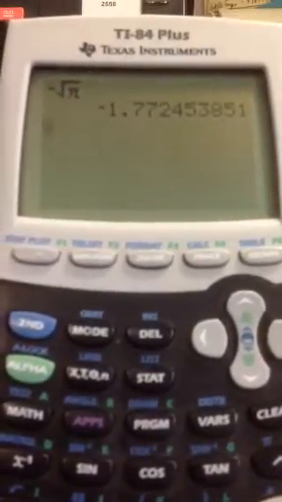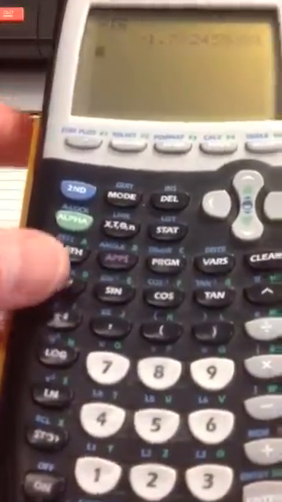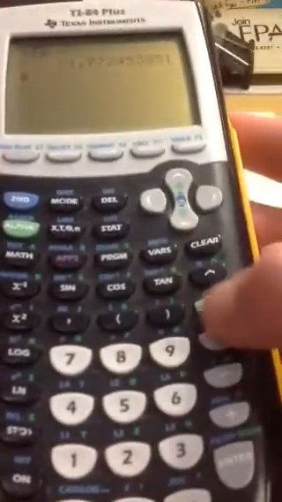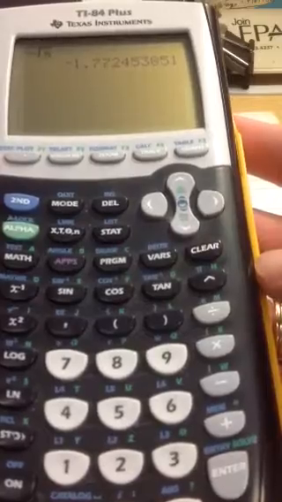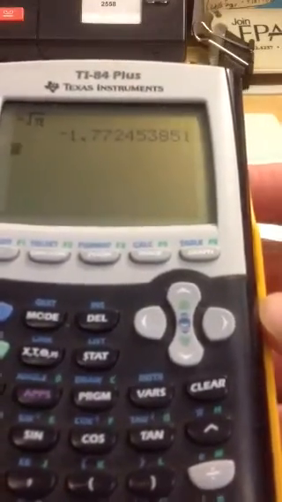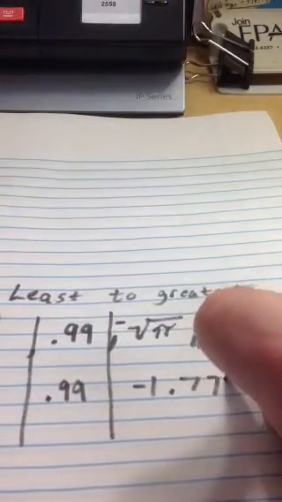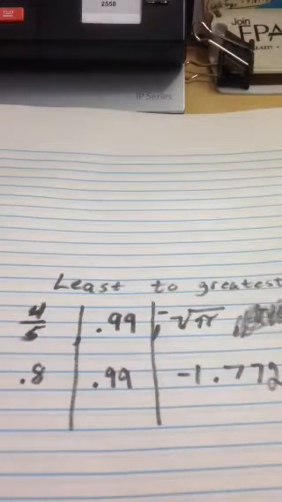So again, you should have entered negative, second, square root key, then you hit second again, the pi key, and enter. You'll get negative 1.772. Usually about 3 decimal places is plenty when we're doing these organization or least to greatest type numbers.